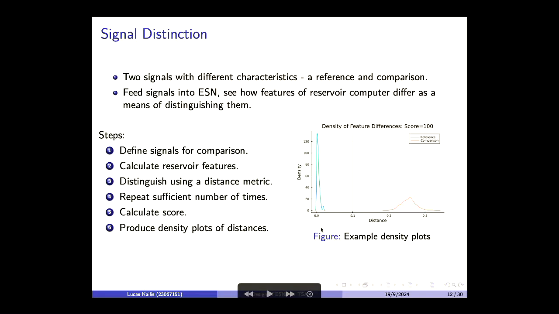And then you compare the values of these features with one another as a means of distinguishing between the signals. So in the diagram here, you can see the reference distances in the blue, which is the distances between the features derived from the reference signal and the base signal, and then the comparison distances with the base distances.